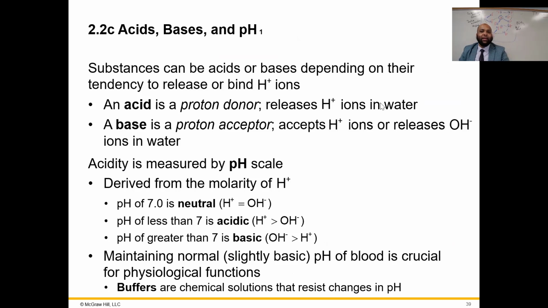Now, for acids and bases: substances can be acids or bases depending on their tendency to release or bind hydrogen protons. So an acid is a proton donor. The lower the pH, the more protons you give. The higher the pH, the more protons you bind and the more hydroxyl ions you give. So if the pH drops, the stronger the acid, and the stronger the acid means the more hydrogen protons it's going to donate.